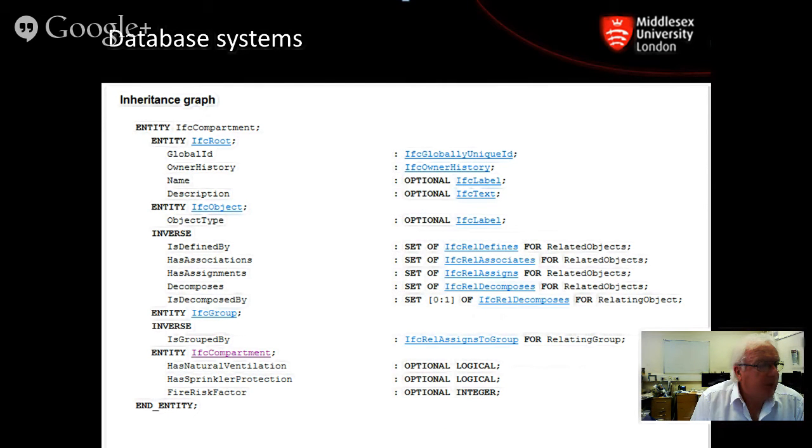I'll come back to the inheritance graph, but you can see IFC compartment, which was one of my IFCs, and you can see there it just has 3 types: has natural ventilation, has sprinkler protection, and has fire risk factor. So you've got to add a lot more IFCs to that to make it any particular fire compartment and to work with any particular software platform.